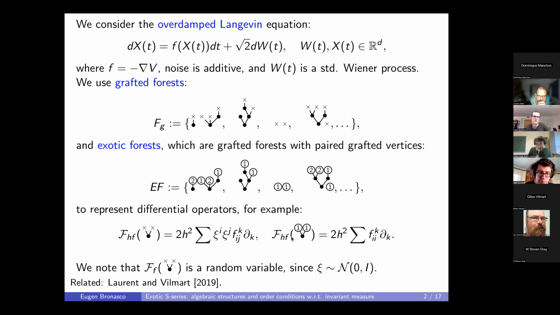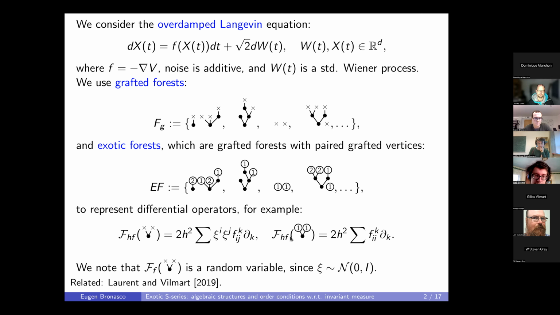The relation between grafted forests and exotic forests is in the fact that the exotic forests are obtained when we take the expectation of a grafted forest. Since we have some noise in there, we can take the expectation and we obtain exotic forests.